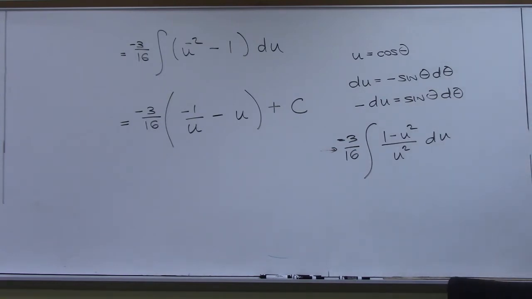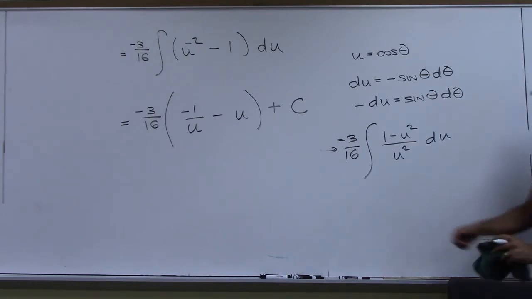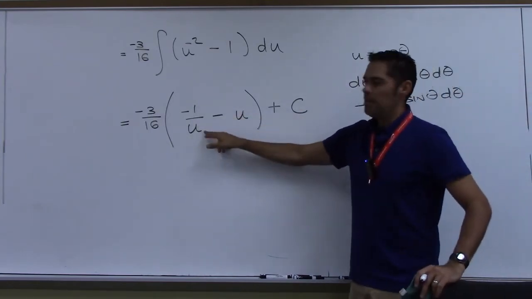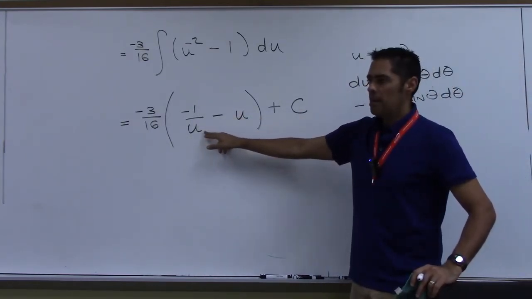I think we're there. Done, answer? Well, we got to get it all back to x, right? All right, so what is u? Cosine theta. So what is 1 over cosine theta? Secant theta, right?